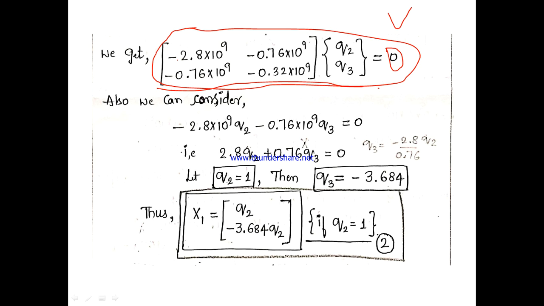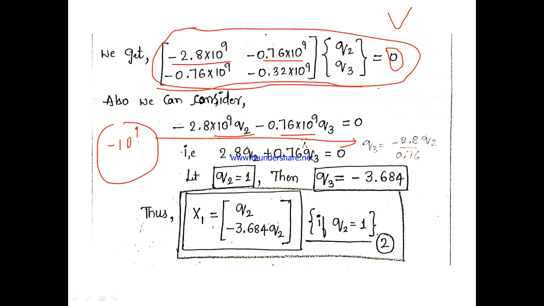So now I will consider the first equation: minus 2.8 into 10 raised to 9 q2 minus 0.7 into 10 raised to 9 q3 is equal to 0. Now if I make a simple substitution, if I take minus 10 raised to 9 common in both terms and divide by it, the right side stays 0, so I am left with 2.8 into q2 plus 0.76 into q3.